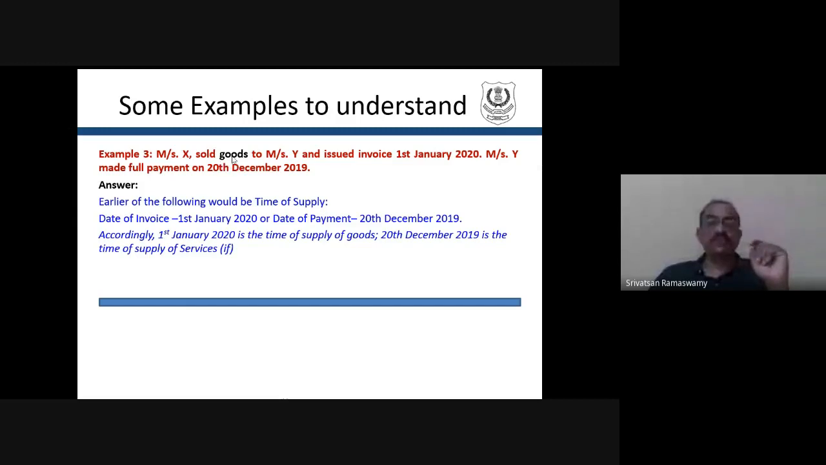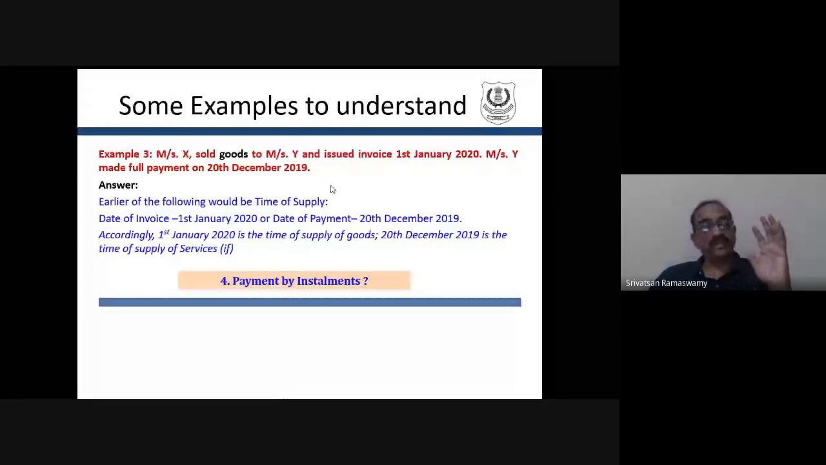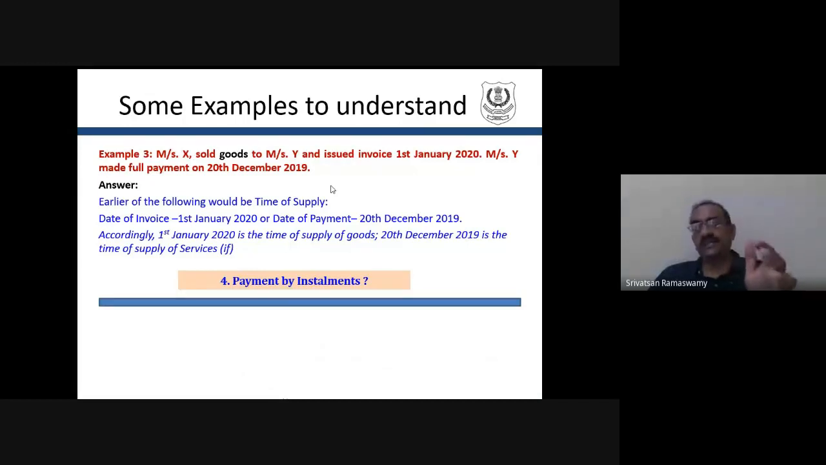But if instead of goods this has been services, then the time of supply will be 20th of December when the advance has been received. So this is a distinction that you will have to understand between goods and services. And payment by installments, right, fine. When you receive advance, that is the time of supply with reference to services. And let us assume that I am providing a service worth 10 lakh rupees, of which I am getting an advance of maybe 1 lakh rupees every month for the next 10 months. Okay, so GST liability will accrue to the extent of the installment payment whenever I receive that.